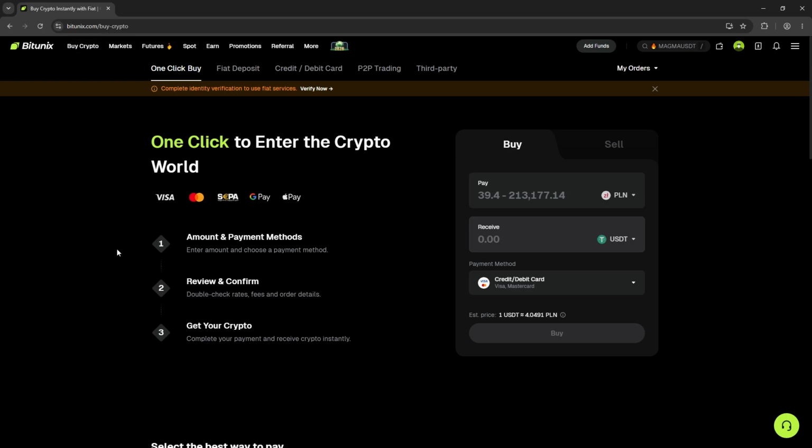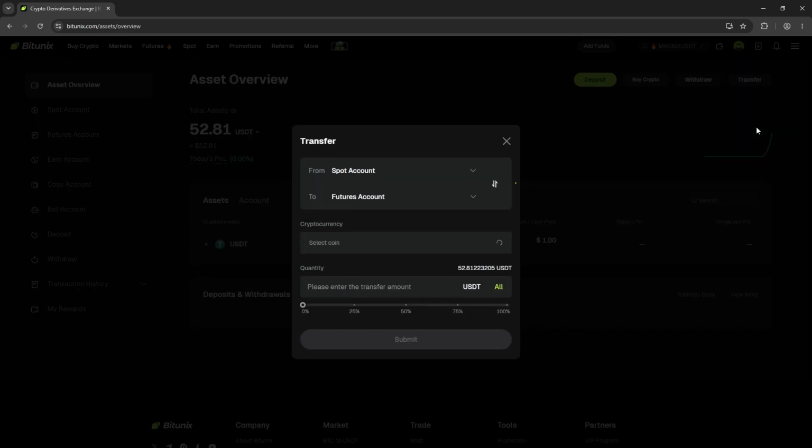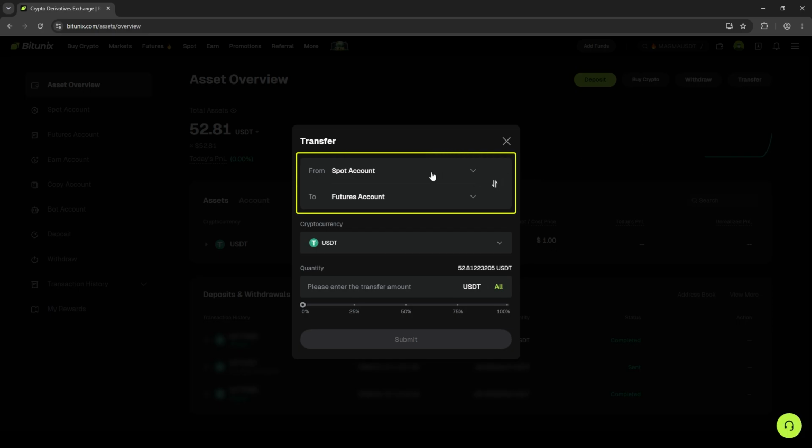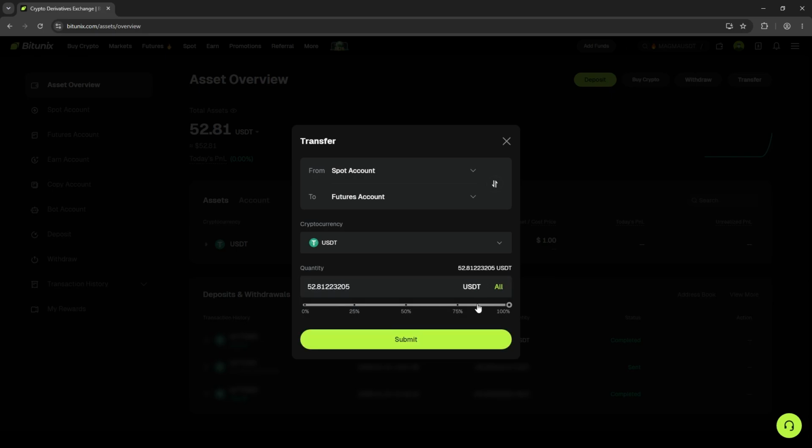As we are going to trade, we need to make sure that our funds are transferred from the spot account to the futures account. If I move my mouse to the wallet icon, you can see that all my crypto is located on the spot account. We can quickly fix that by clicking Transfer, making sure we are sending funds from spot to futures account, selecting the proper cryptocurrency, in this case USDT, and selecting the amount you want to send. You can type it from the keyboard, you can use the percentage bar below, or just click All and submit.